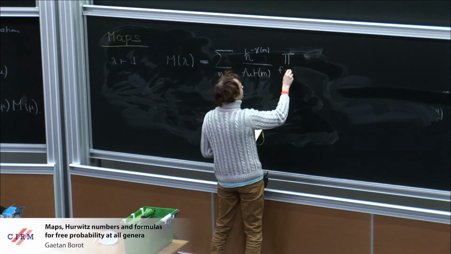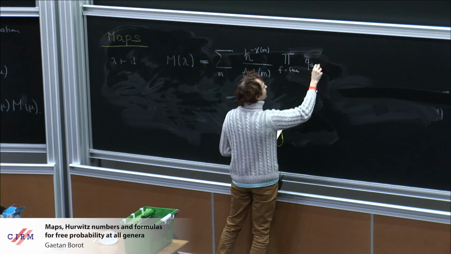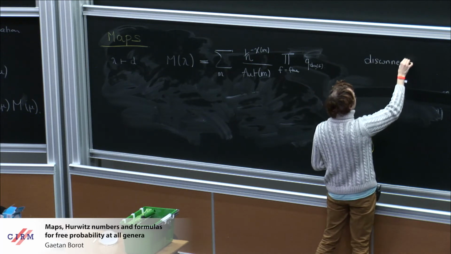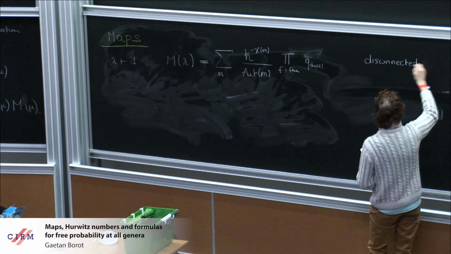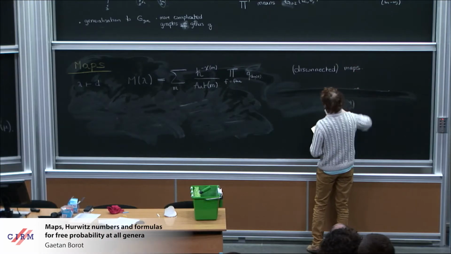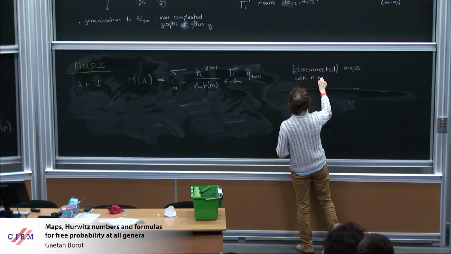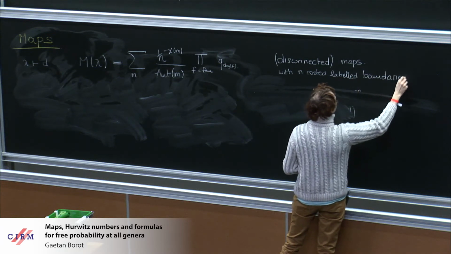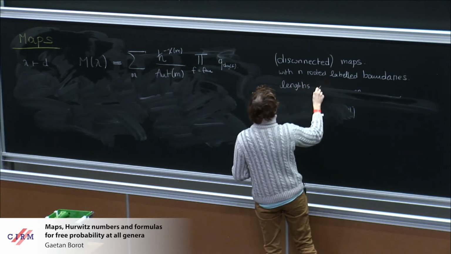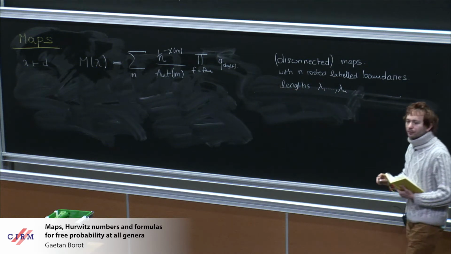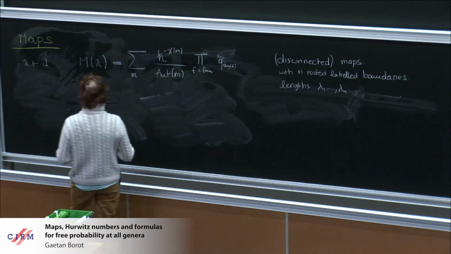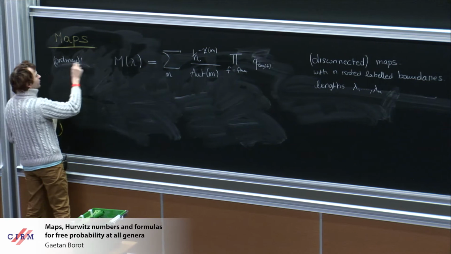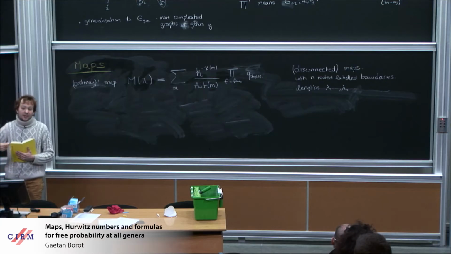And then you would have the product over all faces of some Boltzmann weight depending on the degree of the face. And I'm summing over possibly disconnected maps, because if you remember, that was m, the coefficient of the exponential. So possibly disconnected maps with n rooted labeled boundaries of length lambda 1, ..., lambda n, n being the length of the partition. And that's what I would call, so what we call map here, but what I want to call ordinary maps, to distinguish them from fully simple maps.